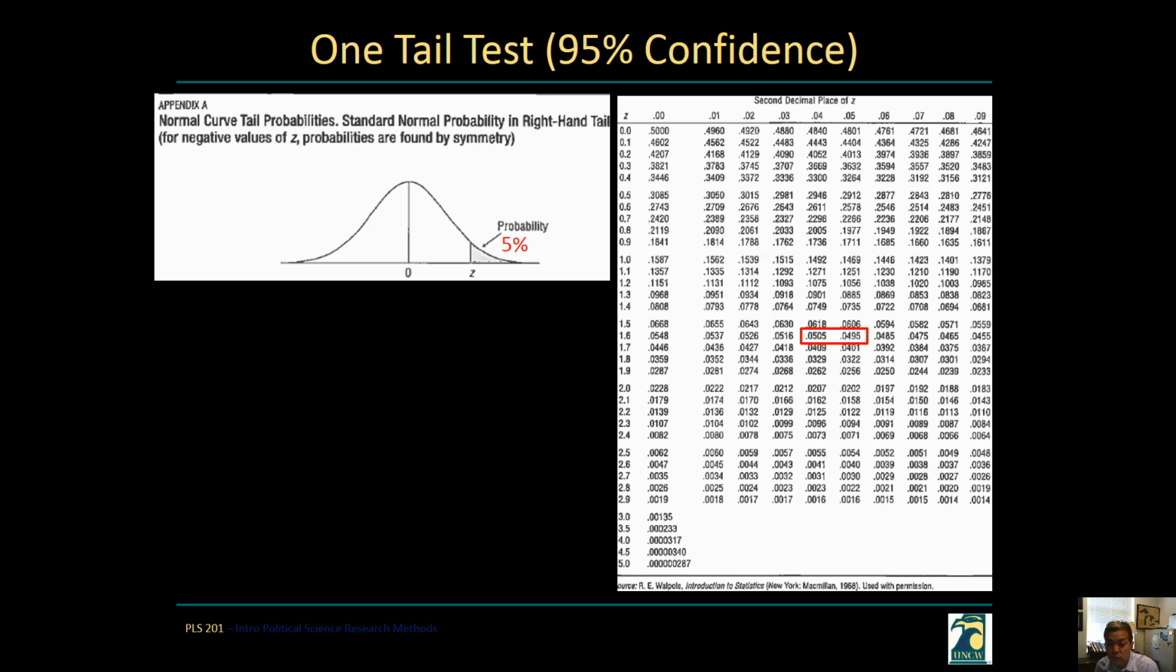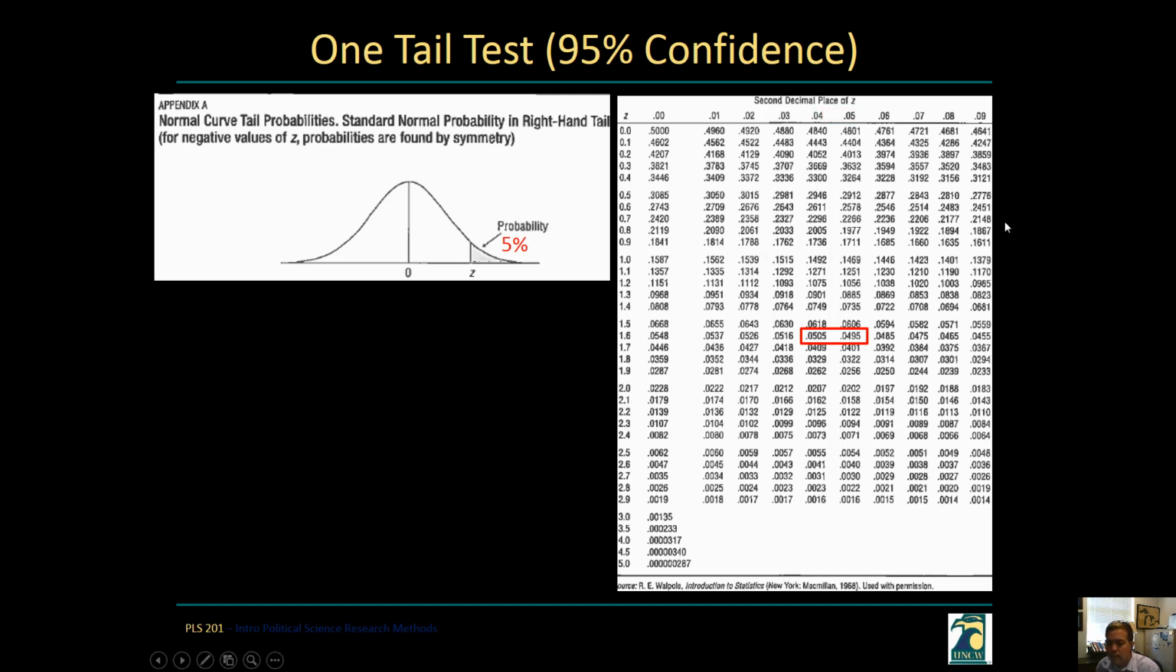Here's our 5%. Now this one's a little bit tricky because the chart is not specific enough to give you exactly 0.05. But many of you probably found it right here. So here is 0.0505 and 0.0495, meaning that 0.05 would be right in between these. So the critical value here is 1.6, and then halfway between these numbers, 1.645, right in between those.